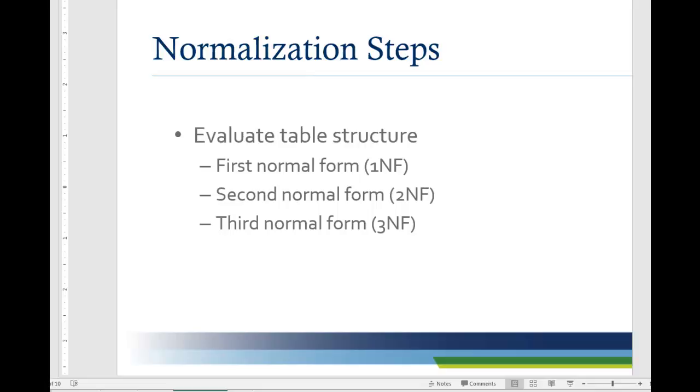is evaluated based on specific criteria, and those criteria are called first normal form, second normal form, and third normal form. In relational database theory, there are other, higher normal forms, but typically it is good enough to stop at third normal form. So for this lecture, I am going to discuss the first, second, and third normal forms only.